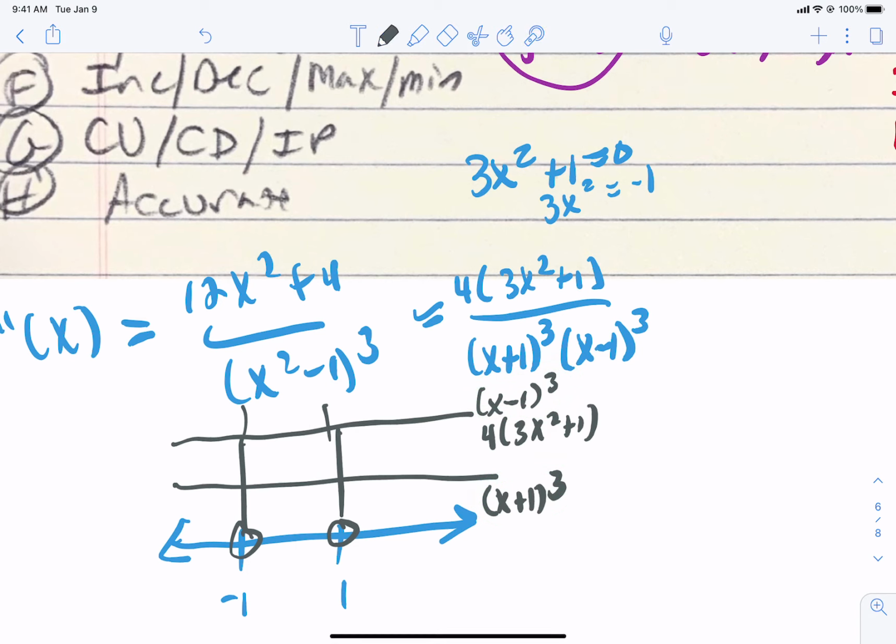Okay, let's plug in -2, 0, and 2. If we plug in -2 to the x minus 1, you get -3 cubed, which is a negative. In the middle, you get 13 times 4, which is a positive. And on the bottom, you get -1 cubed, which is a negative. And then 2 negatives multiply together to give us a positive. Now let's plug in 0. I get a negative, a positive, and a positive, which is a negative.